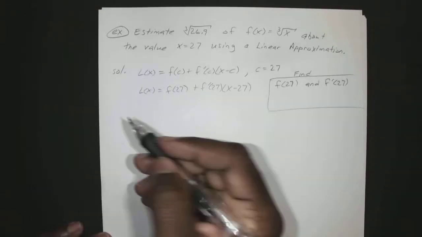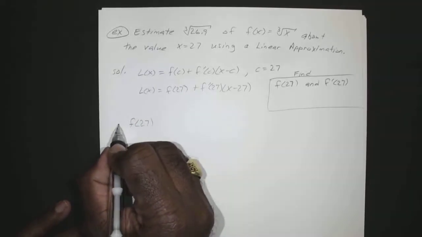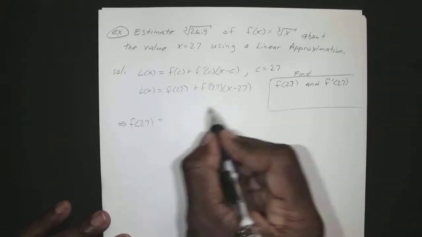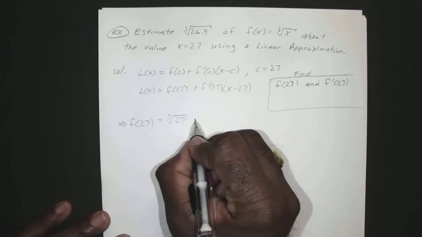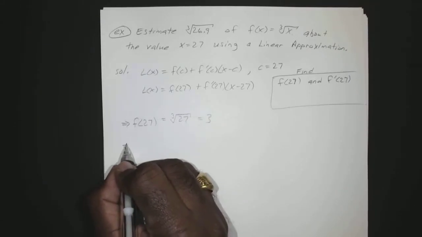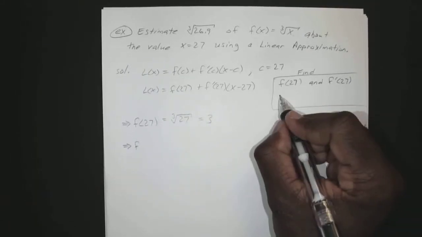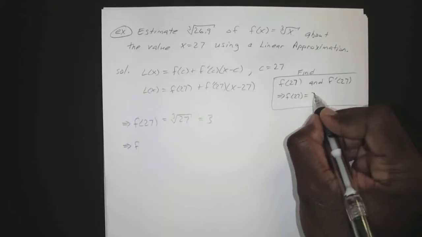All right. So to find our f of 27, it's pretty straightforward. Let's do the cube root of 27, which equals 3, since 3 times 3 times 3 is 27. Now to find our f prime of 27, we have to find our f prime of x first. So we know that f of 27 is equal to 3.